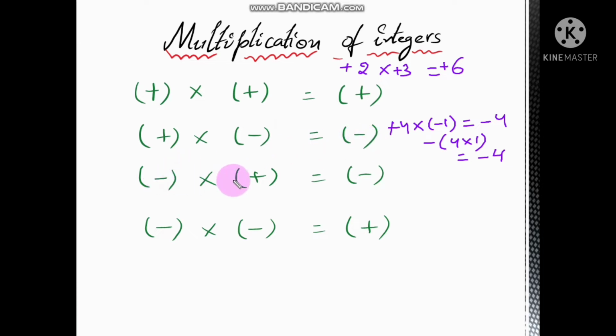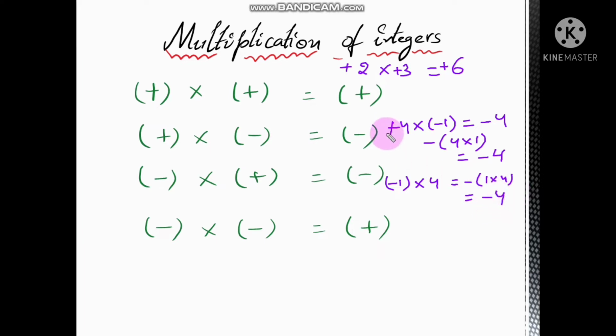So negative multiplied by positive is also a negative number. So whenever we are multiplying a negative number with a positive number, we get the resultant as negative number. So let us take one example. Minus 1 into 4. So minus 1 into 4 is nothing but minus of 1 into 4, that is equal to minus 4. So here we are getting minus 4 as answer. So here we are getting a negative number.